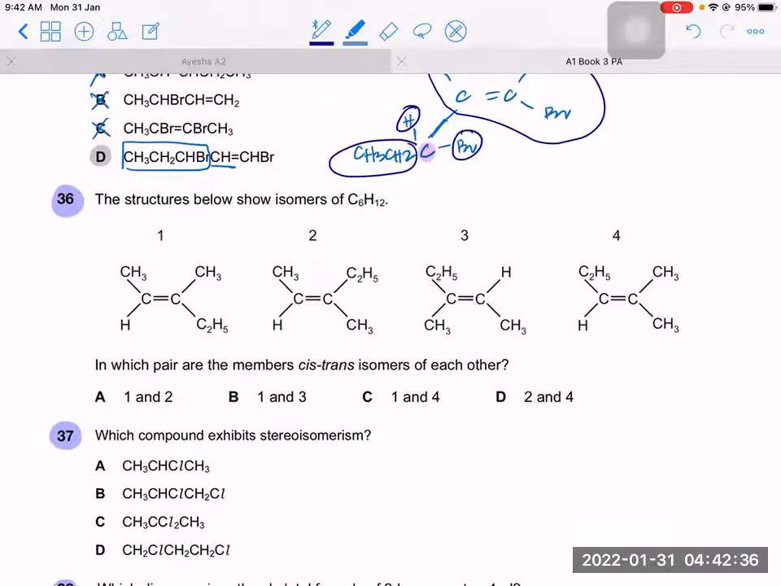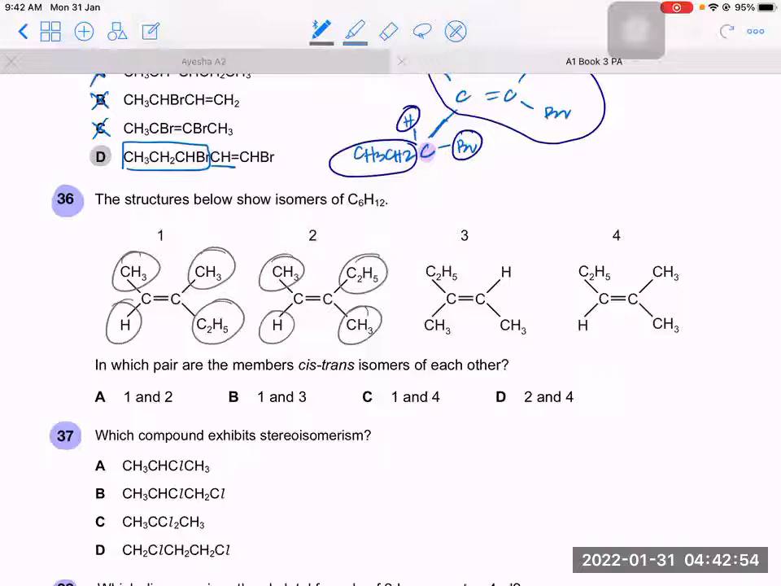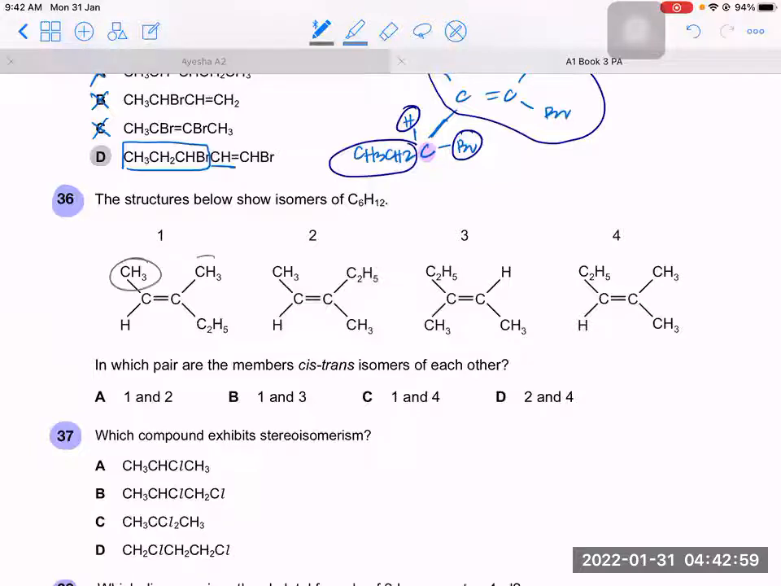Understood? Structures below show isomers of C6H12. Which of these are cis-trans isomers of each other? 1 and 2. Let's see. What is in 1 and 2? CH3, H, CH3, H, CH3, C2H5, C2H5, CH3. Now, how will we identify the cis and trans? If the same groups are on the same side, it will be cis. Same groups on opposite sides, it would be trans. Are these isomers of each other? Yes. Let's check the others.